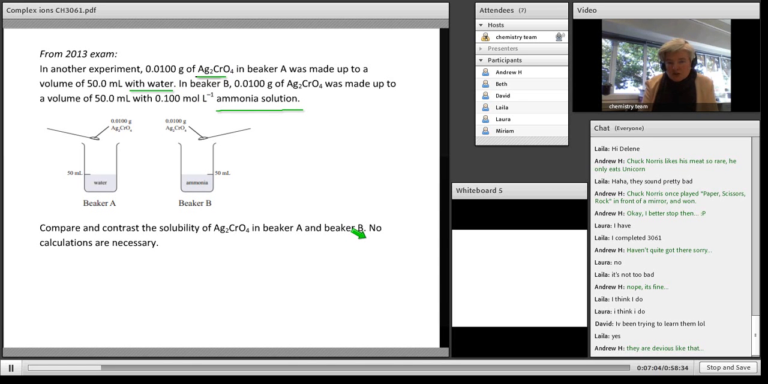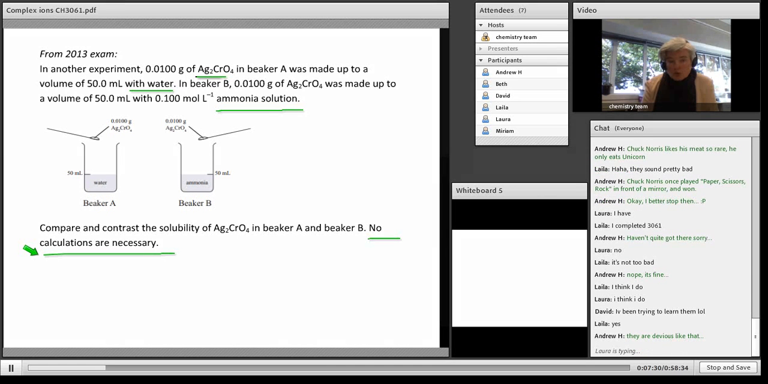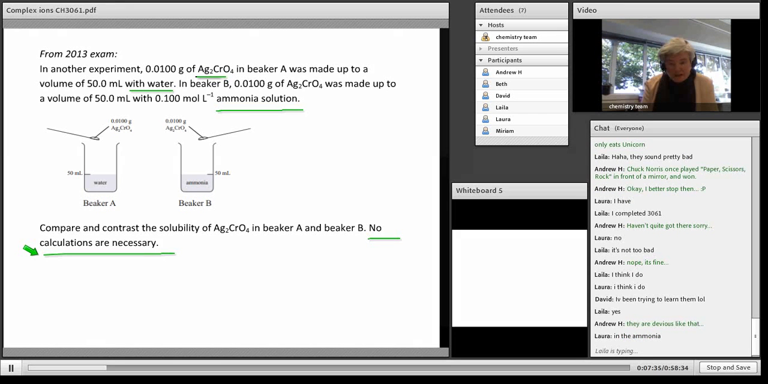And a good clue is when they say no calculations are necessary. If you see that, then it is likely that you've got to discuss things like Le Chatelier's principle, and it's most probably going to involve complex ions. So let me actually ask you, where do you think silver chromate is going to be more soluble in? Water or the one with the ammonia in it? The one with the ammonia. And the reason is the whole point of this lesson.